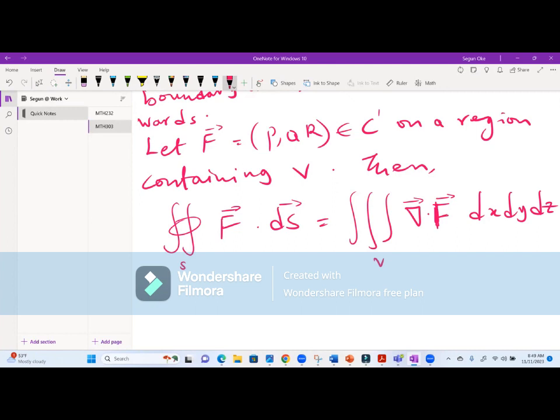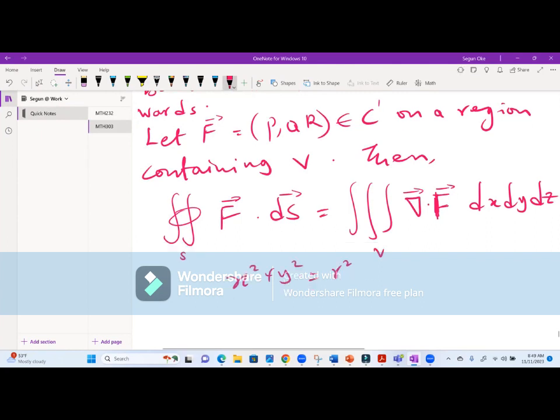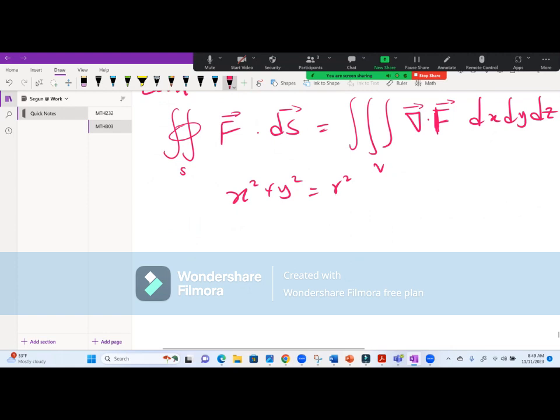Don't forget, in this case, we have x squared plus y squared equals r squared. You remember this one? And this will help us to represent any question you were given, most especially depending on the surface you are dealing with. Okay, let's take, for example, a cylinder case.